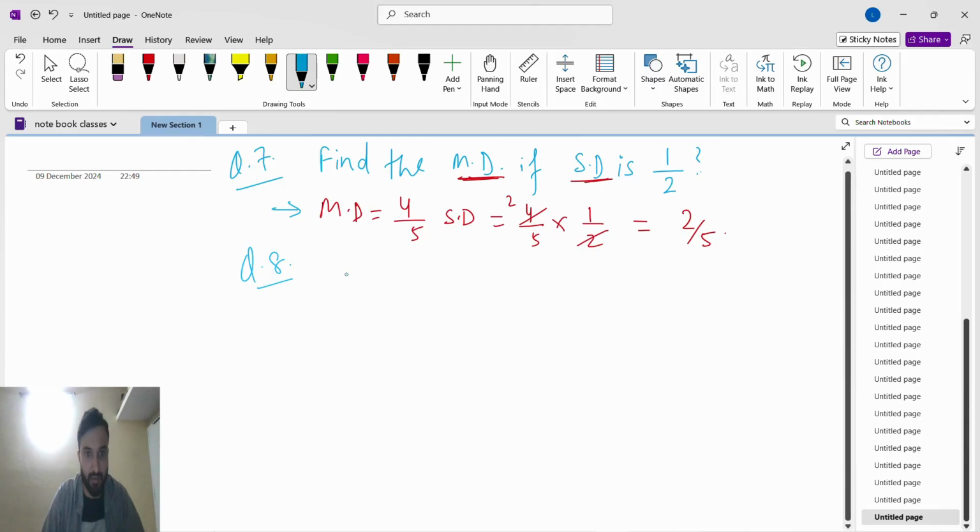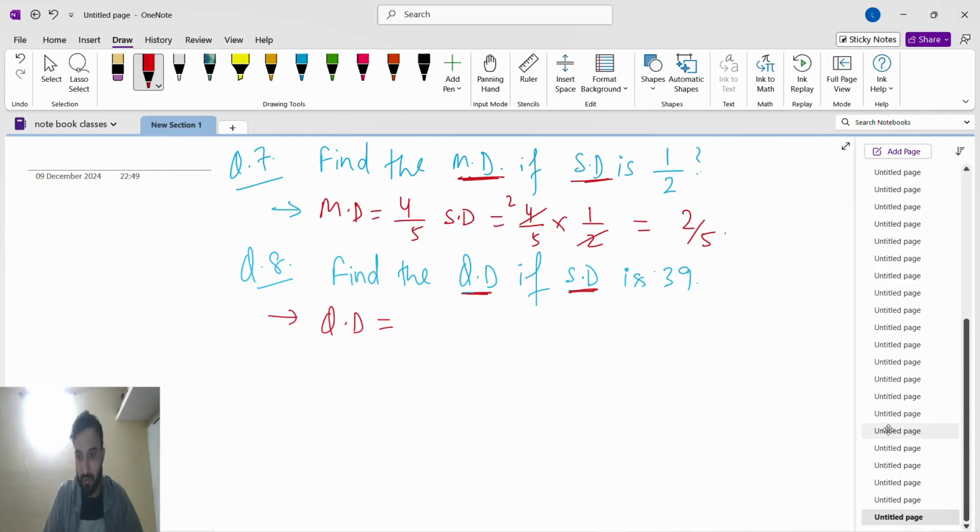Find the quartile deviation if standard deviation is 39. So here guys, they are talking about quartile deviation and standard deviation. So we'll take the quartile deviation and standard deviation only. But the thing is, we have to find the quartile deviation. So we'll write the quartile deviation equals.